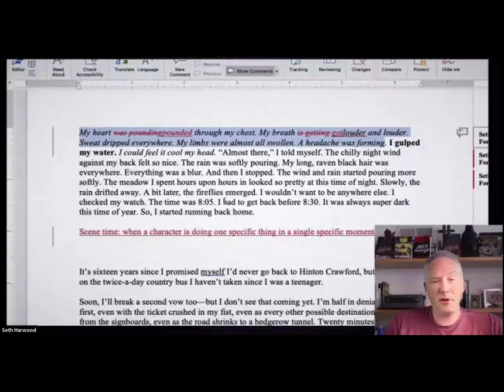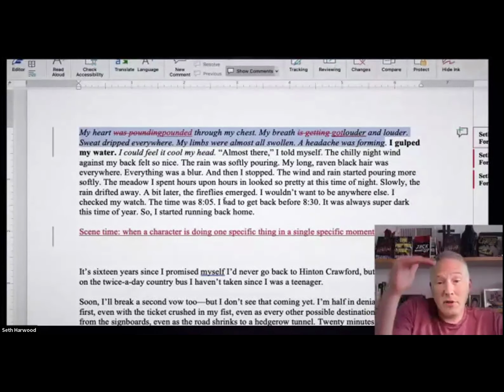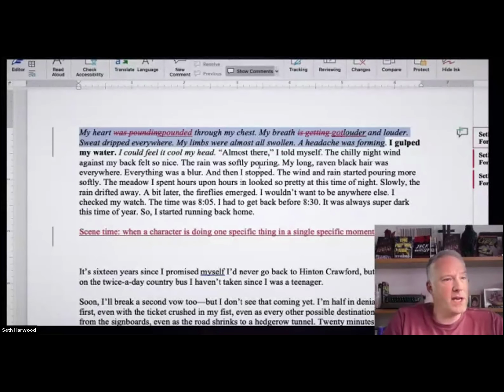And if you remember our ratio, if we don't know how much story time that is, we don't know what the pace is. So that's a place where we can get confused as writers. Am I in summary or am I in scene? And the fix is just to change the verbs so that it's single actions in single moments. "Almost there," I told myself.